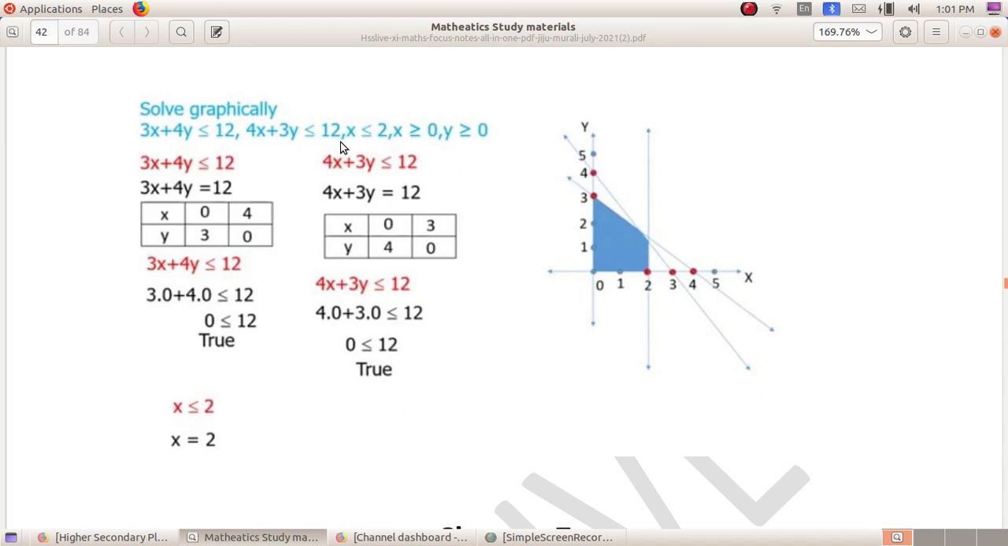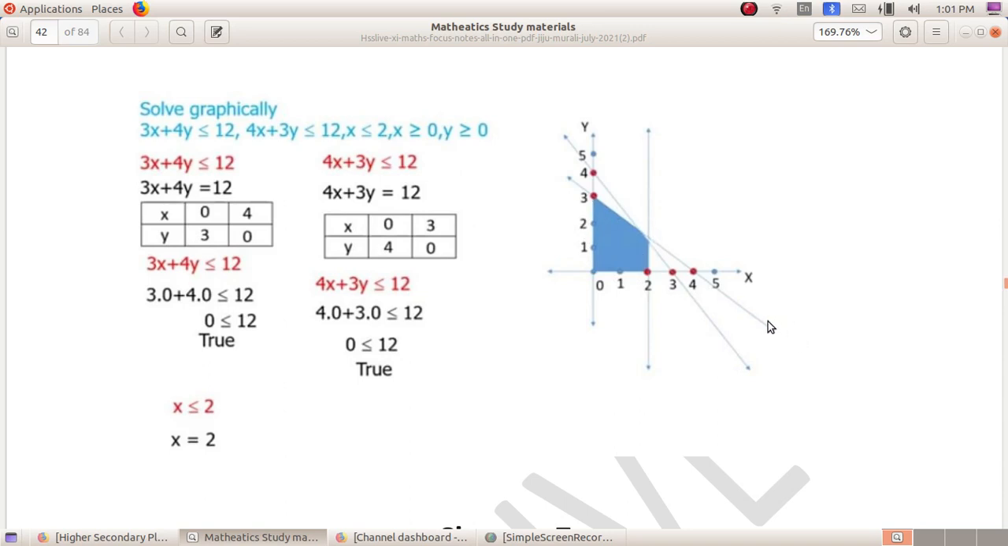Then, x less than or equal to 2. This is x equal to 2. x less than 2 means less than here, greater than here. So you have to shade here only. Now, which is the common part for all these shadings? You have to analyze that. So the common shading will be this area. So that is the answer.